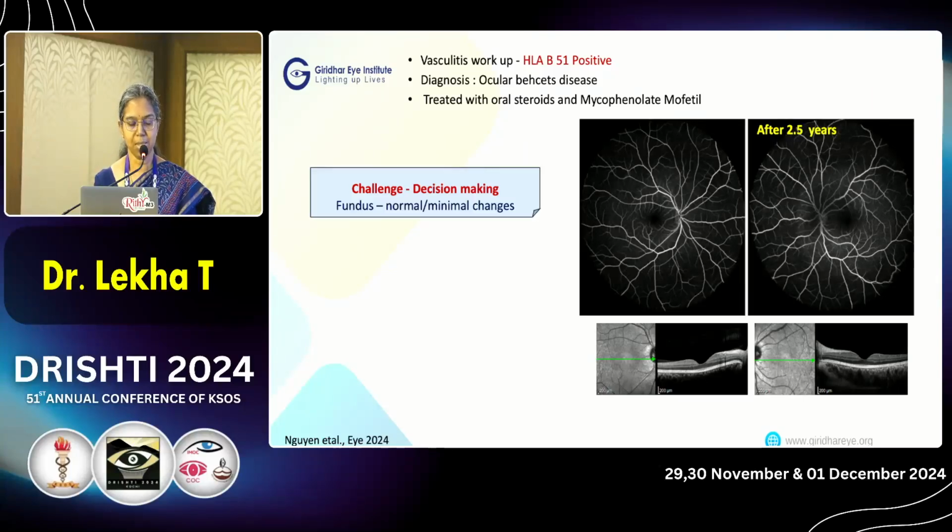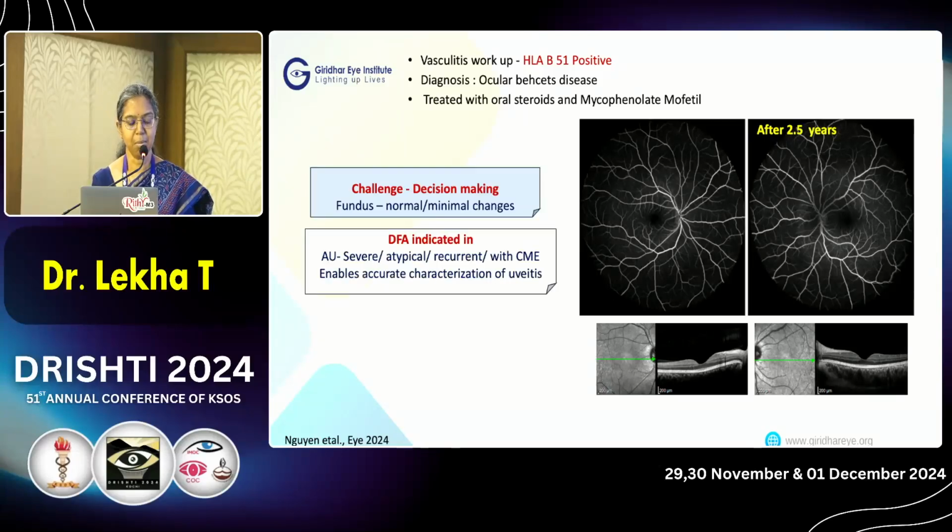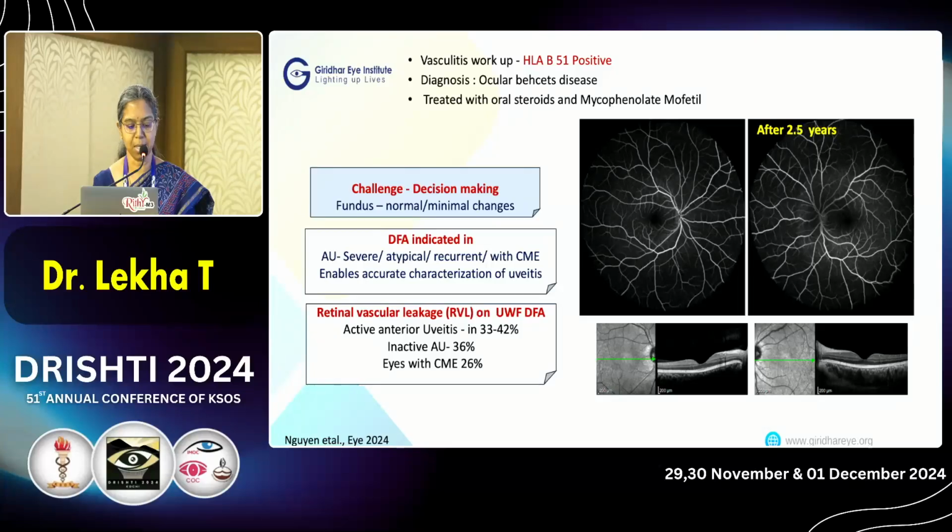So the challenge was in the decision making, because many times when the findings are predominantly in the anterior segment, we may not proceed with detailed imaging. But DFA has a role in any case of very severe, atypical or recurrent anterior uveitis, or those cases with CME, because the information that we get from the imaging enables more accurate characterization of uveitis. Ultra wide field DFA is especially useful in picking up vascular leakage, not only in active uveitis but also in inactive uveitis and in eyes with CME.